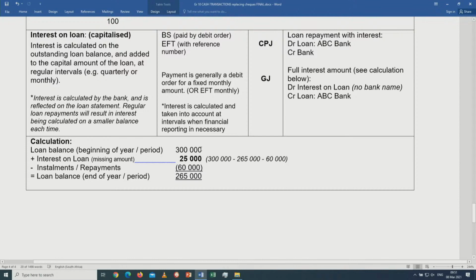Maybe the loan that you took at the beginning is 300,000. Then interest on the loan will be 25,000, and then the installment will be 60,000, and then the loan balance at the end of the period will be 265.